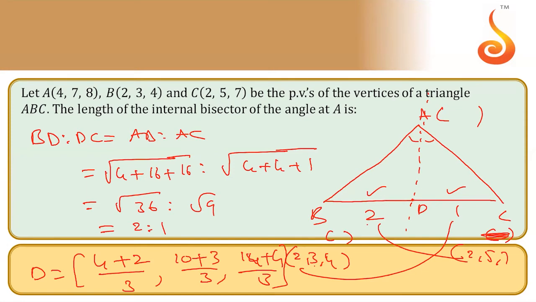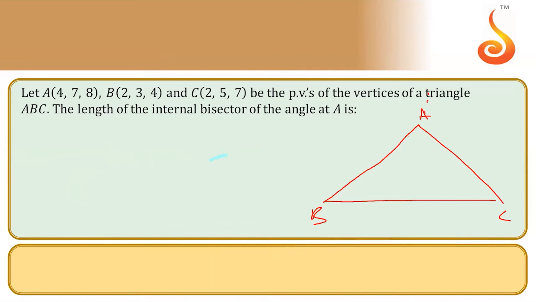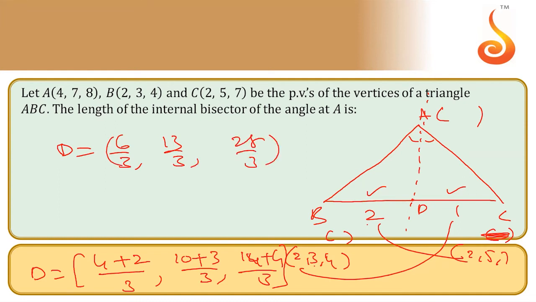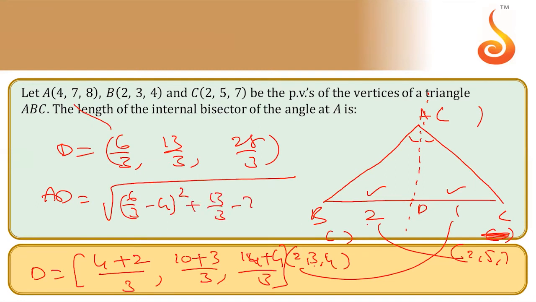We'll get D coordinates like this. The coordinates of D will be 6 by 3, 13 by 3, and 28 by 3. Now find distance between A and D. AD length: 6 by 3 minus 4 whole square plus 13 by 3 minus 7 whole square.